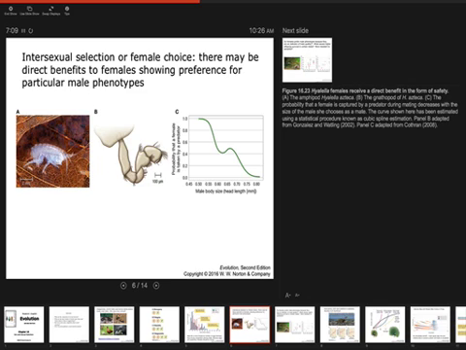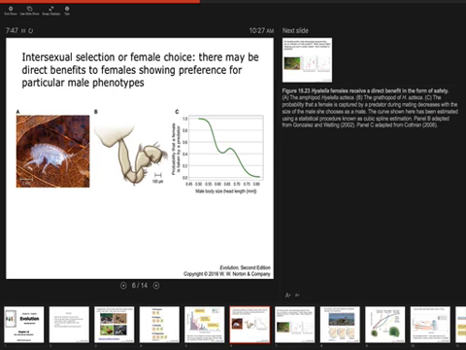Okay. So what we call intersexual selection is what we call female choice, and the reason we call it intersexual selection is females choosing males, right? So it's between the sexes. There can be some real clear benefits for a female choosing a male of a particular size. And there can be what are called direct benefits, and I'll show you an example of that. A lot of things we're going to talk about later are indirect benefits and take a little more complicated to understand. There are direct benefits to females showing a preference for particular male phenotypes.